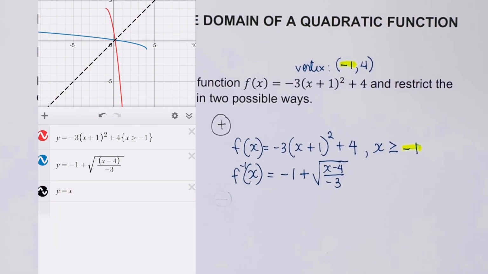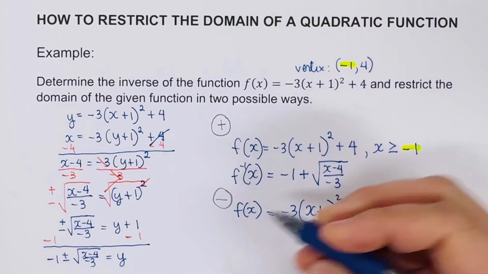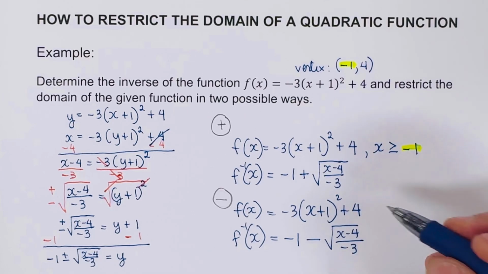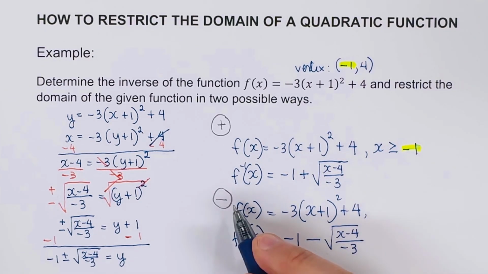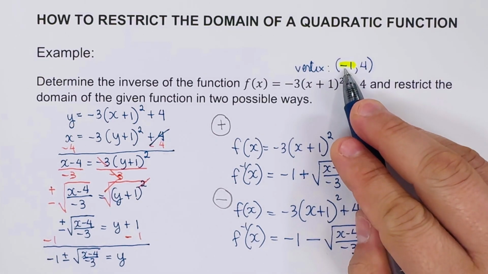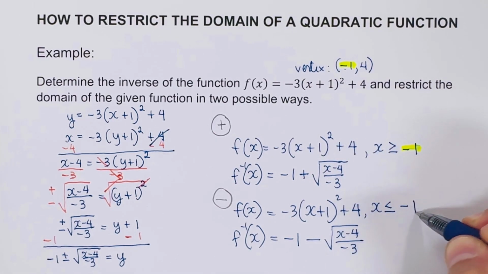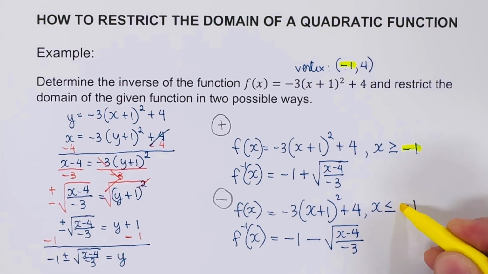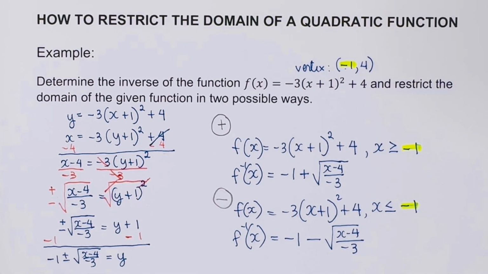Now let's have the negative part. So for the negative part, we are going to remember that if it's a negative, we are going to have x is less than or equal to the h, which is -1. So notice that the h is important in restricting the domain of a quadratic function. So let's look at these two graphs on Desmos.